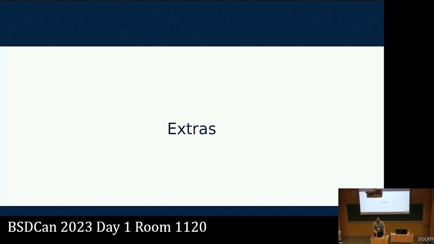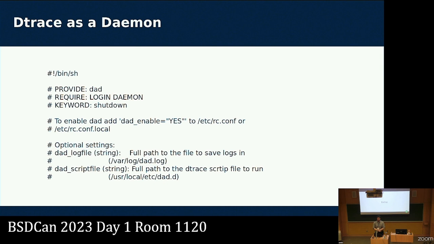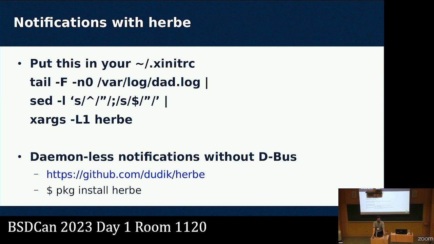Okay. And just at the end of the talk here, I do have some additional processes and hacks that might help you if you decide that you want to go down this path. The first one is you can run Dtrace as a daemon. I wrote a very quick RC script, the Dtrace alerting daemon is the abbreviation. I thought it was cute. It'll run the probes, push it to a log file, and just run in the background and you'll end up with a log. And then you can add that log to whatever you want.